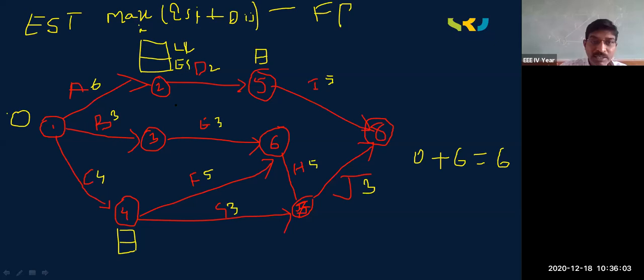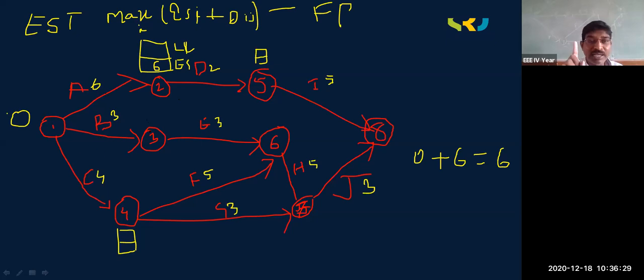So now friends, for activity A, how do we get the earliest completion time? Earliest starting plus duration, means 0 plus 6, we are getting the value 6, friends, here. So now in the below box, the earliest starting time for activity A is 6. Like that we will do for activity B.